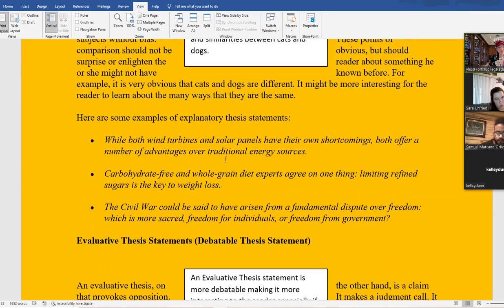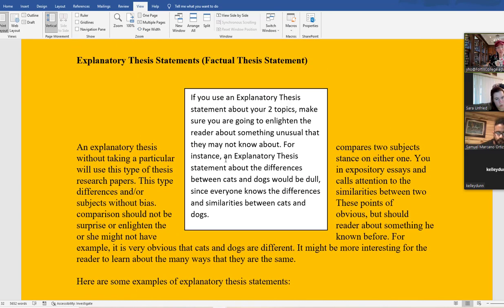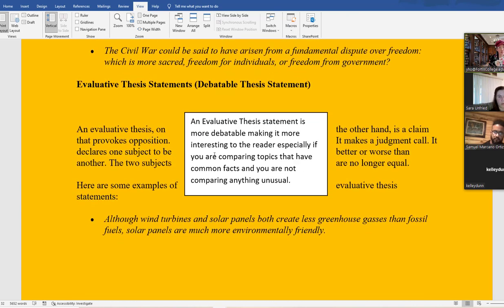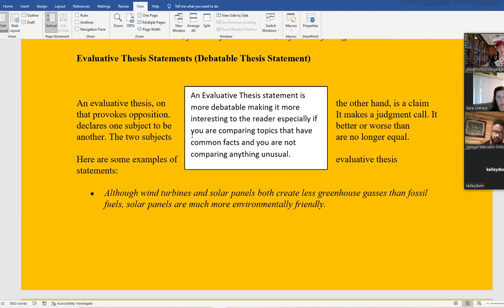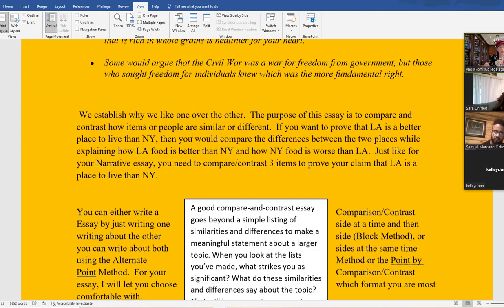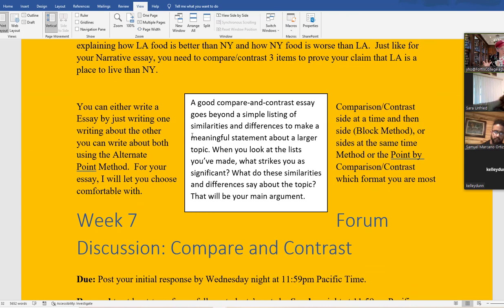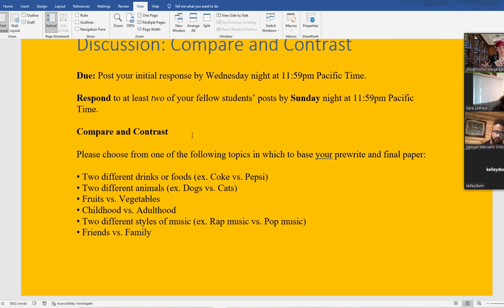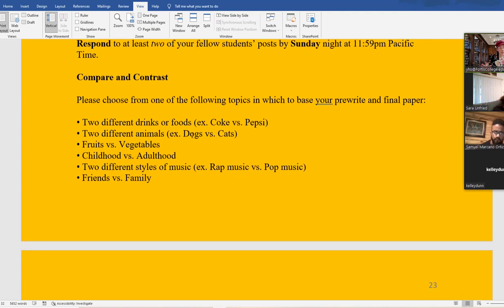So here you have some examples of explanatory, as in factual, just like you would write about the different kinds of charts that nurses use, which I can't even remember what that was that somebody wrote about. But in both cases, your thesis statement needs to be debatable. In other words, something that we can agree or disagree on. Because when you have a debatable thesis statement, that makes your essay much more interesting.